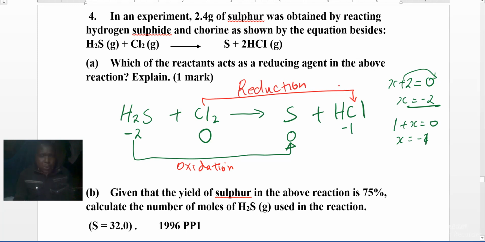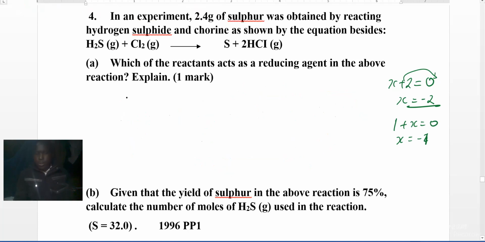The species which undergoes oxidation, you need to know. The one which undergoes oxidation is the reducing agent. The species which undergoes reduction is the oxidizing agent. So I hope I have explained this one. Now we are going to answer the question.